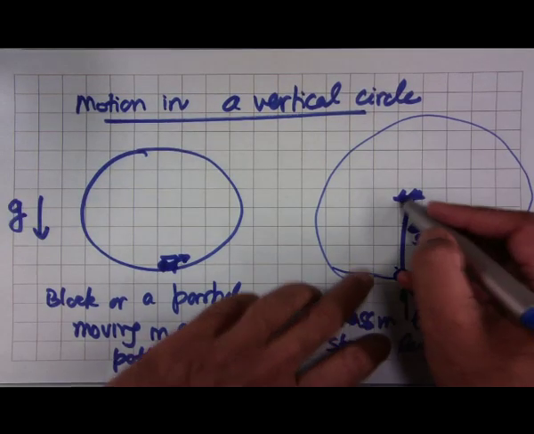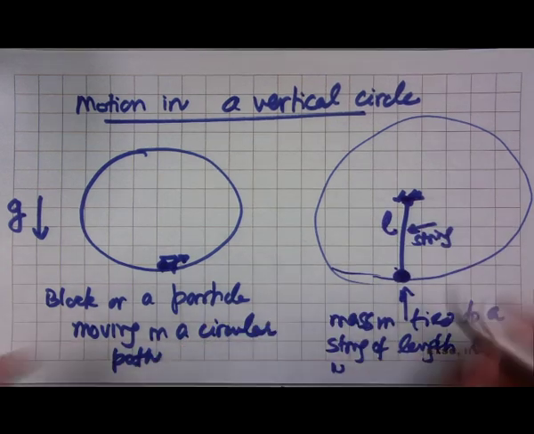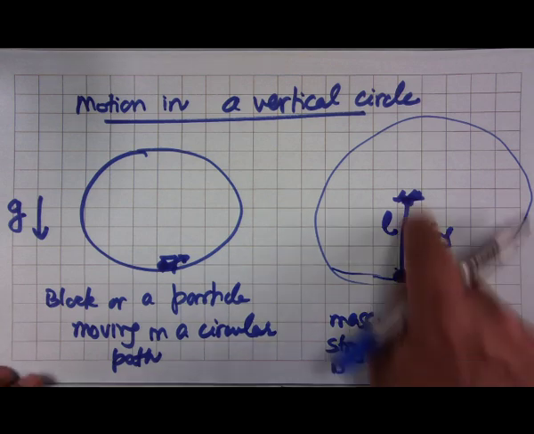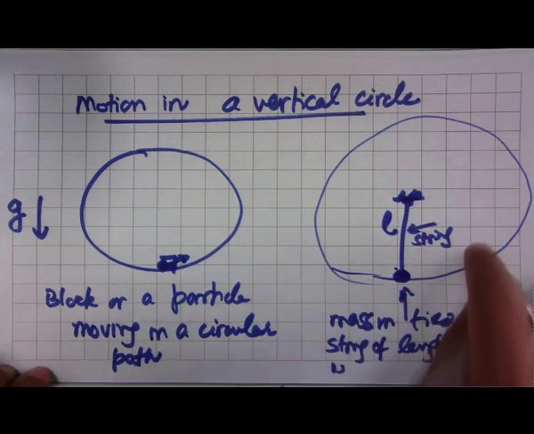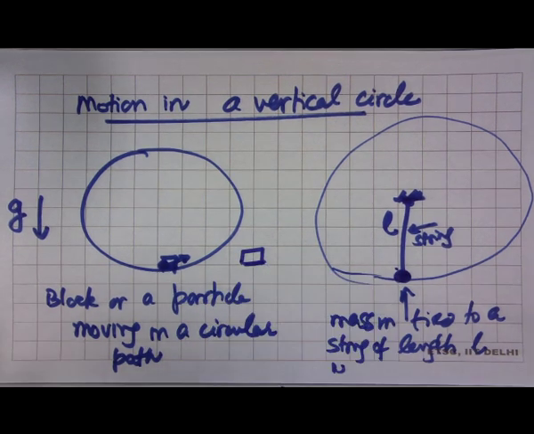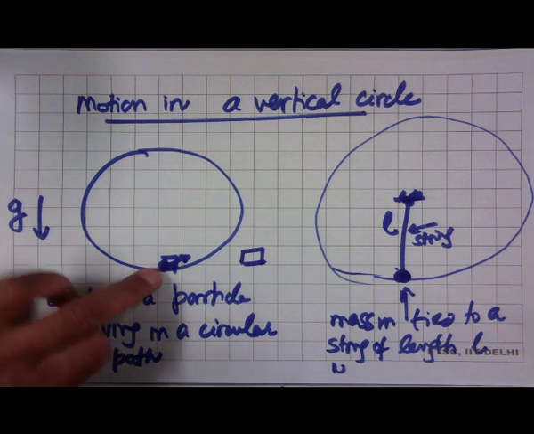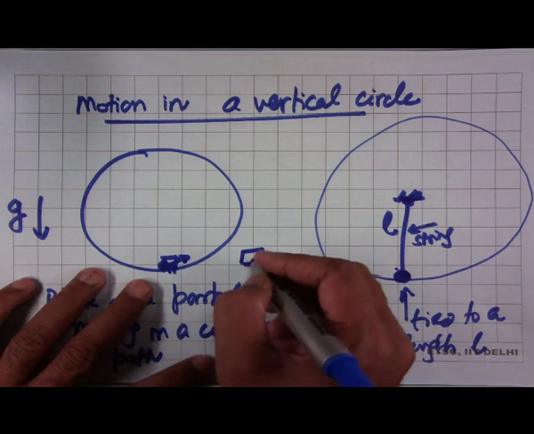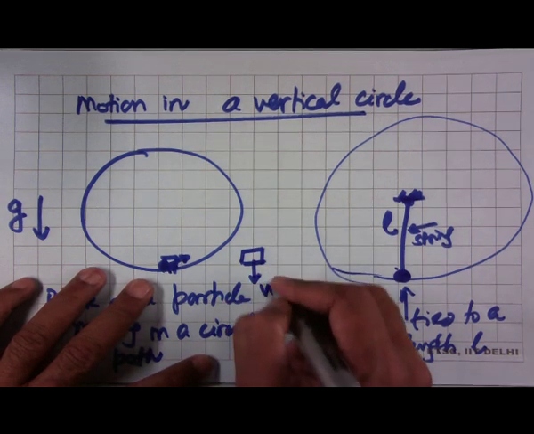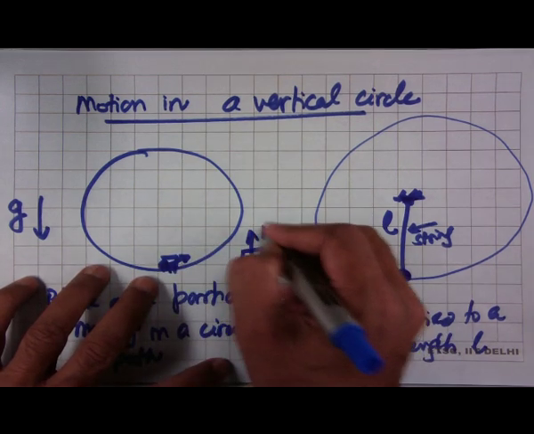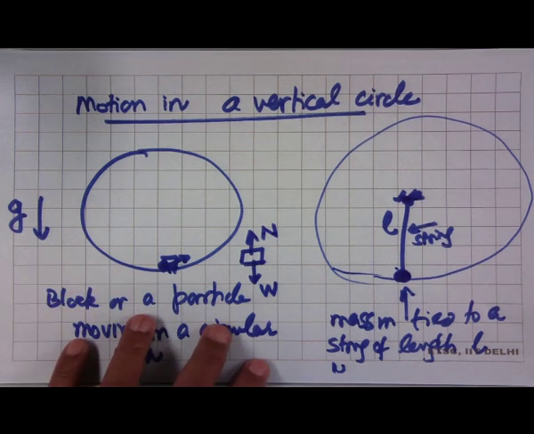So, this is a string of length L or radius length r, that will be the radius of the circle, and this block is moving. Now, in both these cases if we draw the free body diagram of the particle, let us say for this one I draw the free body diagram of the block, what I will see is that there will be a weight W, and when the particle is here there is a normal reaction N.